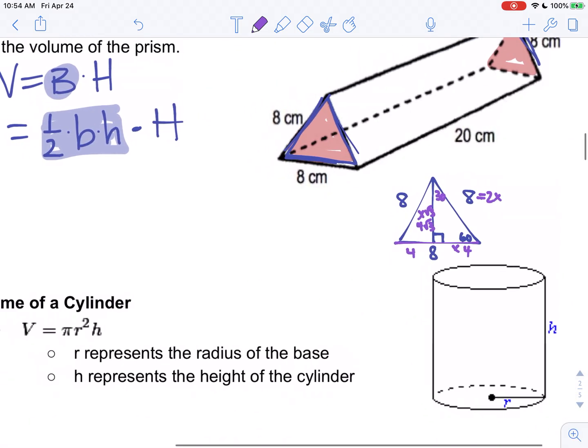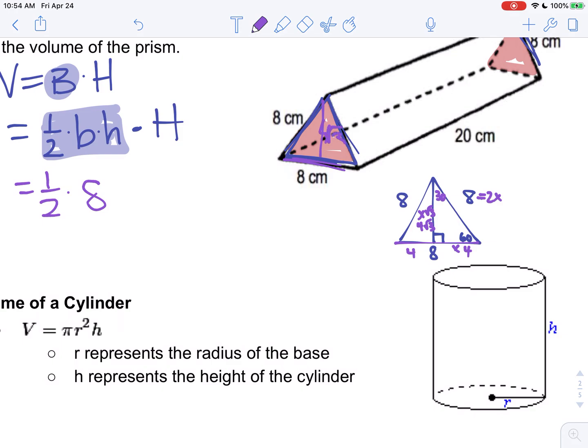So I'm going to plug in that my 1/2, my base of my triangle is 8, and the height of my triangle we just figured out was 4 root 3.